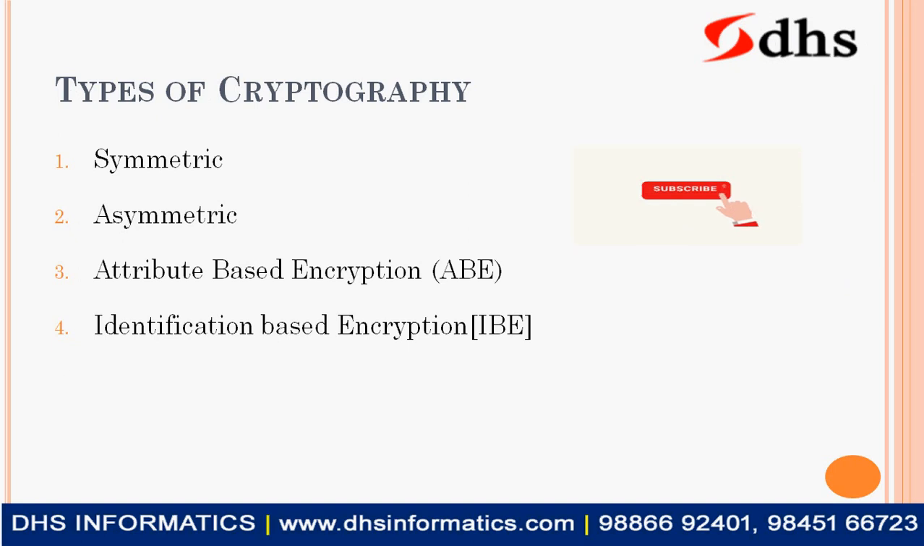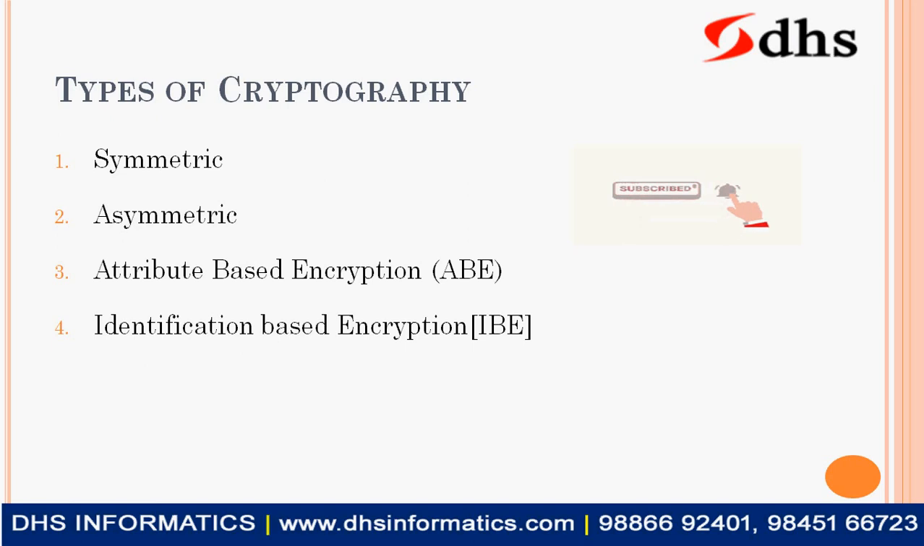Types of cryptography. In cryptography, there are 4 types majorly being used. Usually they tell only 2 types, symmetric and asymmetric. Symmetric means encrypting and decrypting the file with a single key. Asymmetric means encrypting a file with one key and decrypting the file with another key.